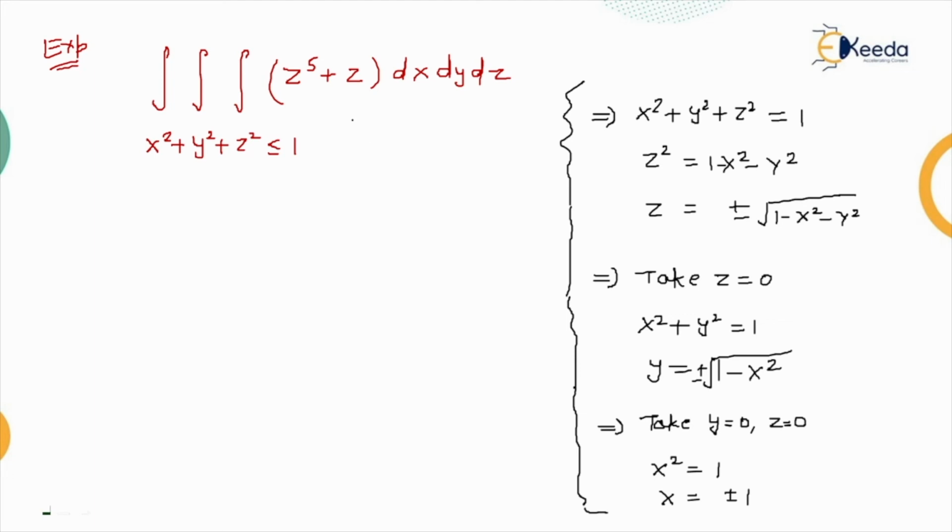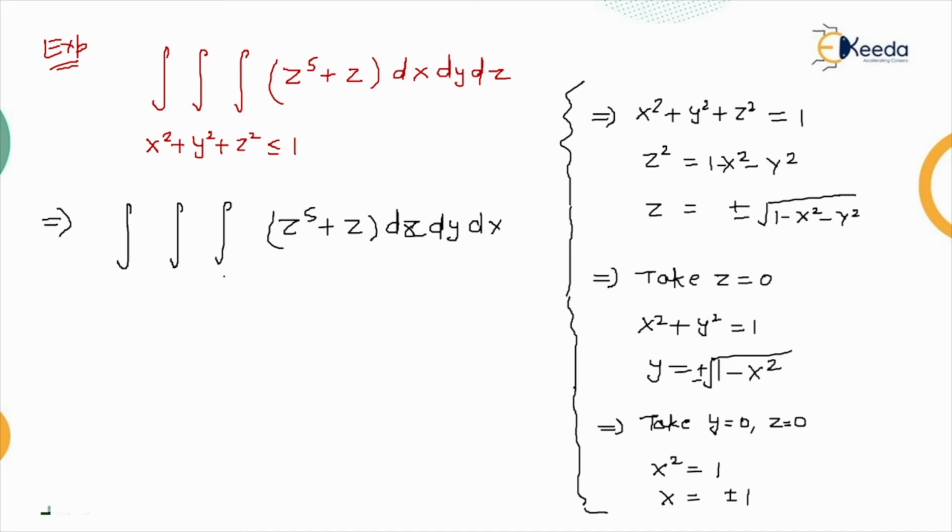So how will your integration be performed now? Let's see. The triple integration you can write here, and the function is z to the power 5 times z, with dx, dy and dz. But I will write dz first because I have to write the limit of z here, then dy, then dx. Clear? You can change the order, there is no problem at all.